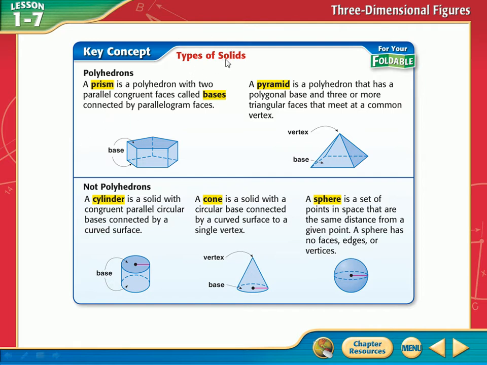Okay, we're going to talk about things that are three-dimensional now. The other lesson was two-dimensional figures, okay, like triangles.